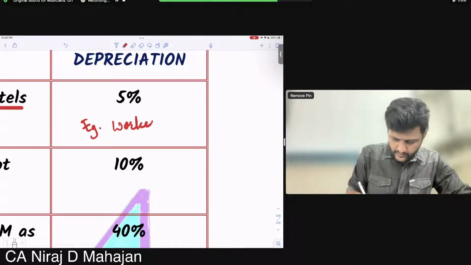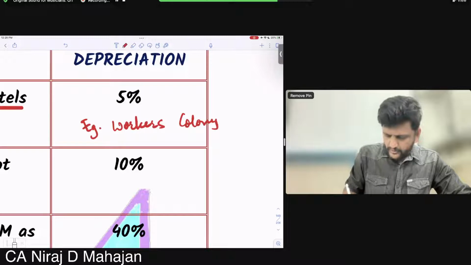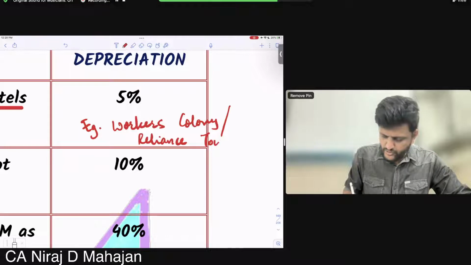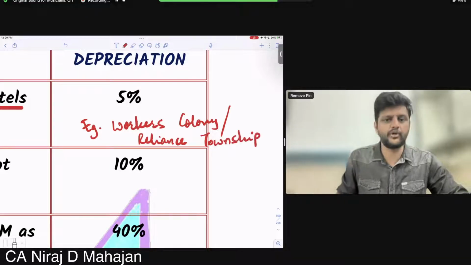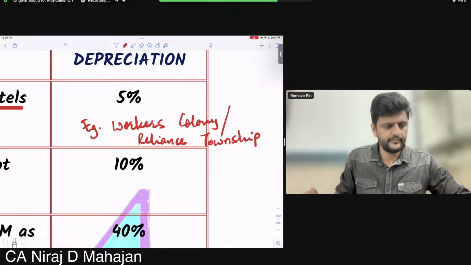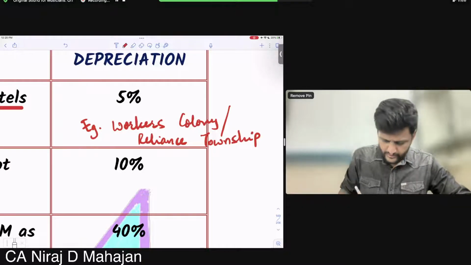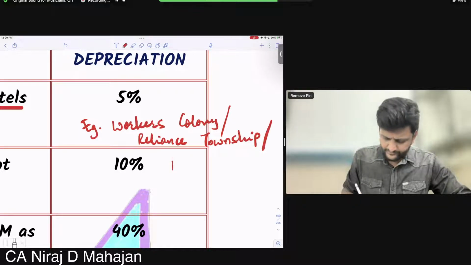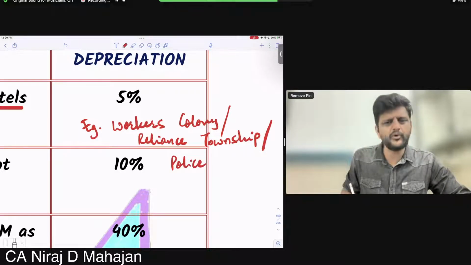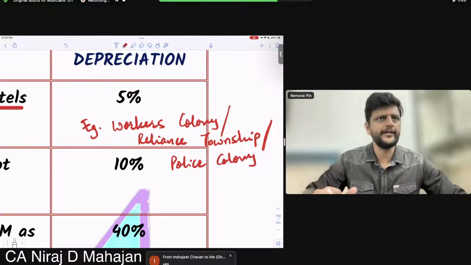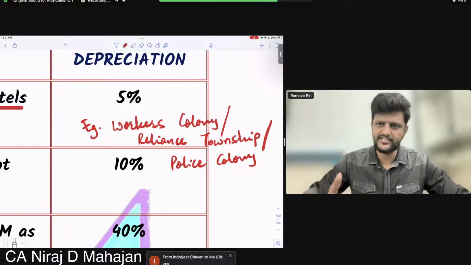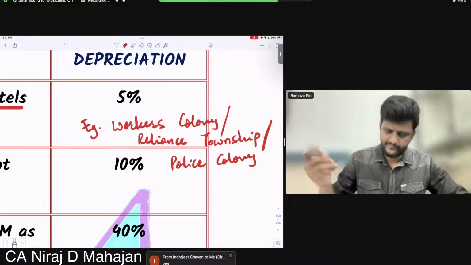Workers colony, or let us say Reliance Township. Have you heard of this, bachcho? Reliance Township. I gave you the example of Jamnagar, Reliance Greens. That name is Reliance Greens actually. Then there can be police quarters or police colony, no? What do you call police colony only, no? And if you are staying somewhere near a railway line, you will definitely see railway quarters.